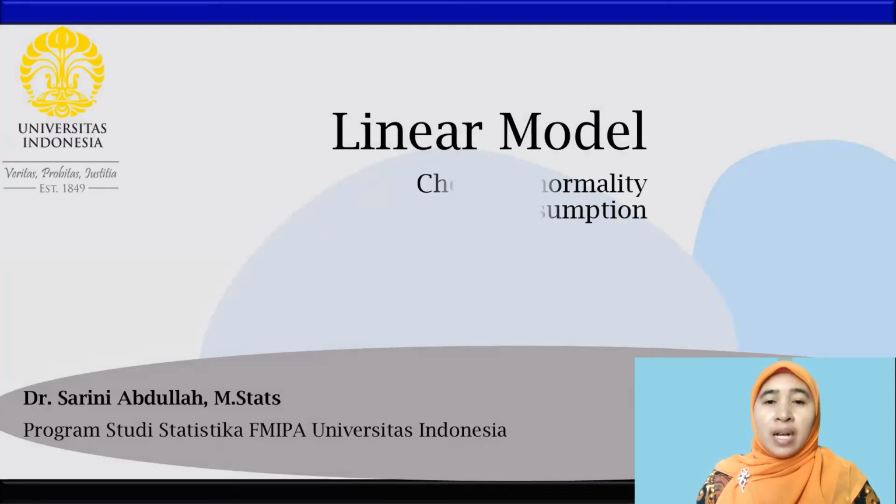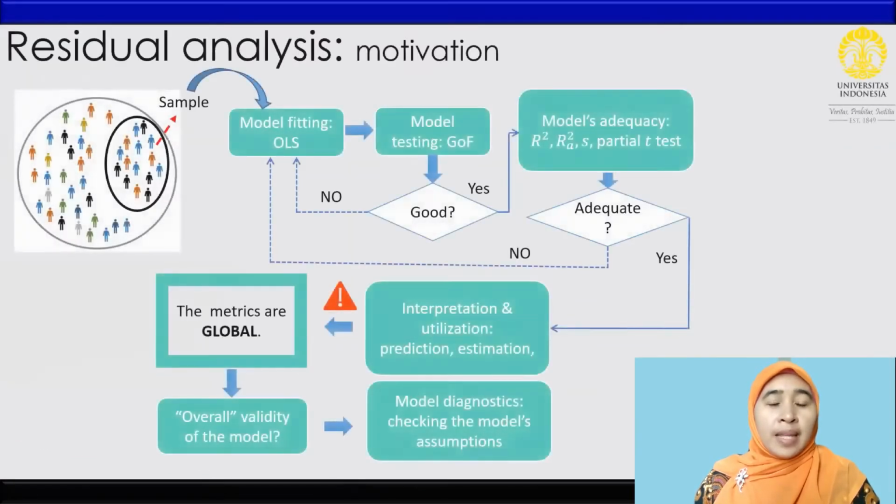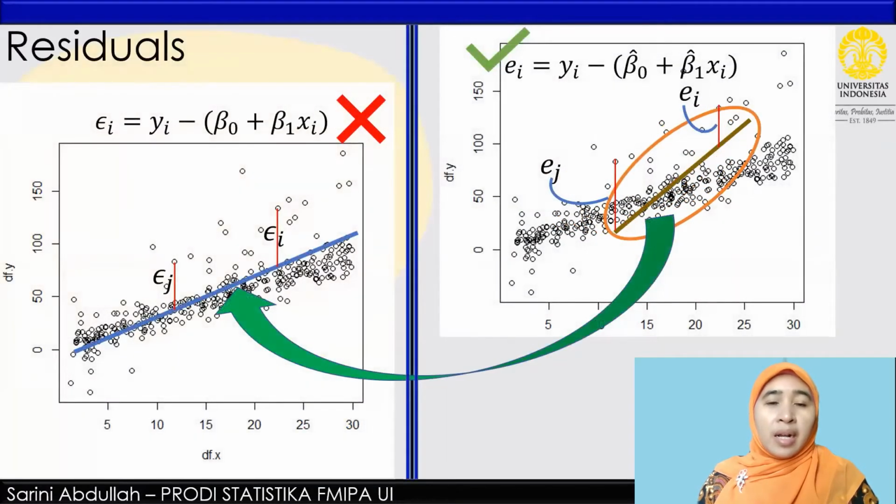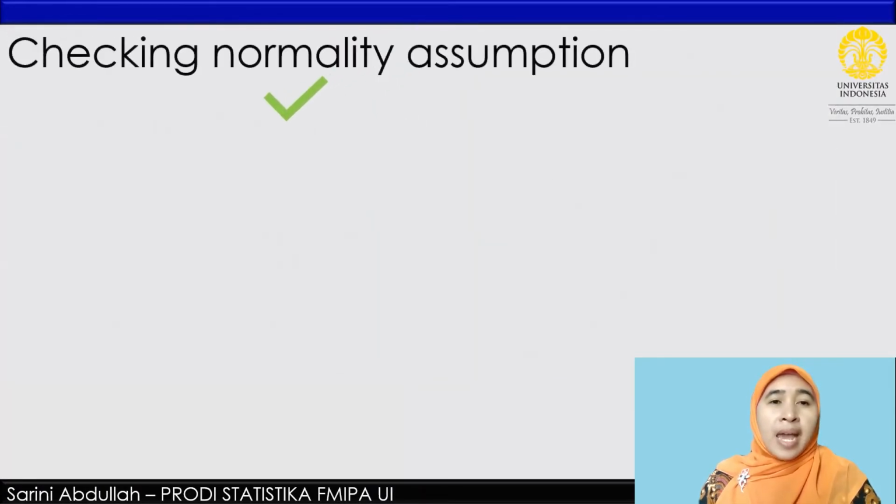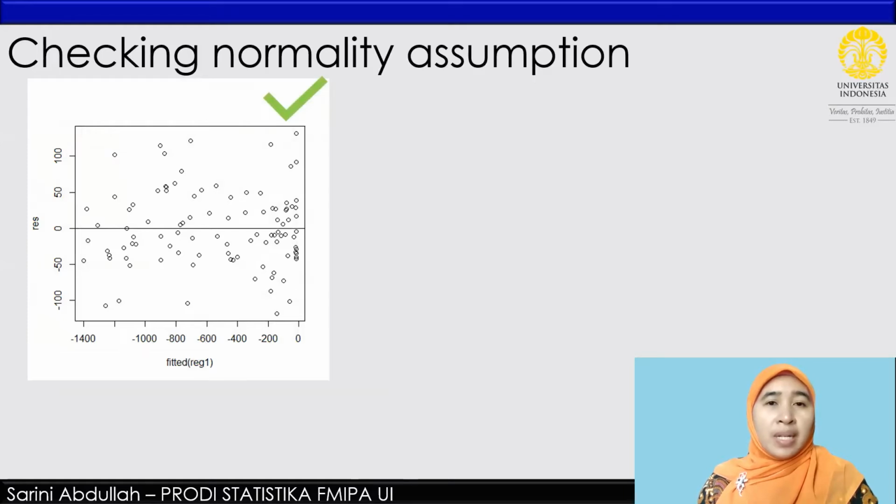In this video, we will be doing model diagnostic, especially checking the normality assumption. In the previous video, we already learned why we need to do residual analysis. We also learned that although the model diagnostic is for checking the assumption about the errors, instead of using the errors, we will be working with the residuals. So the diagnostic checking is through residual analysis. And for this video, we will be checking the normality assumption for the errors.